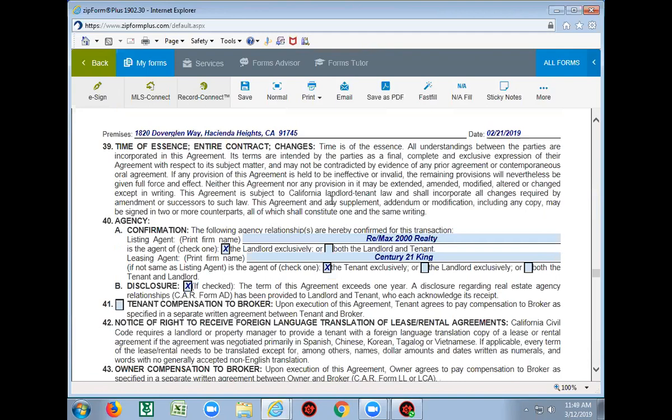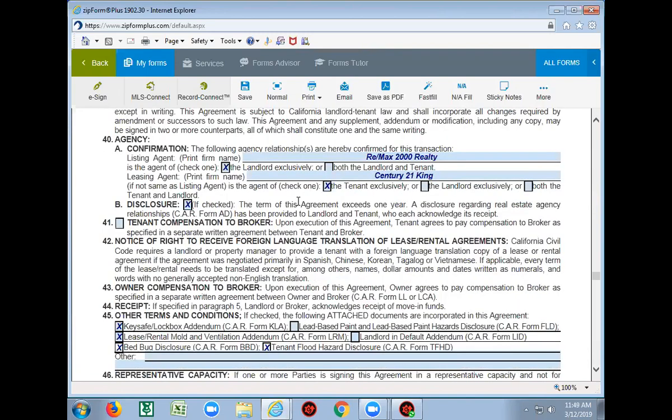Sometimes maybe including agency. So that's why, you know, you cannot just cross it out or change any paragraph. You just cannot modify this agreement. $40, pretty straightforward, agency, okay, both of them. And if over 1 year, we need an agency disclosure, AD, okay?